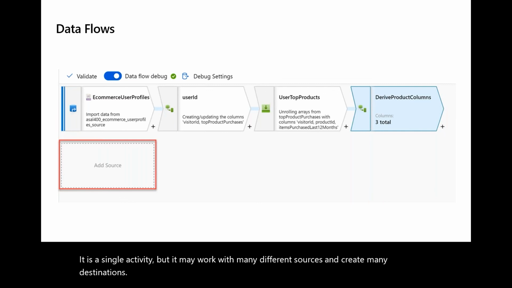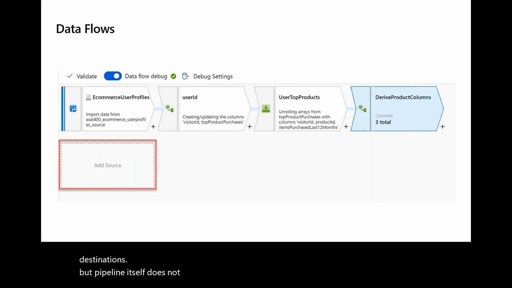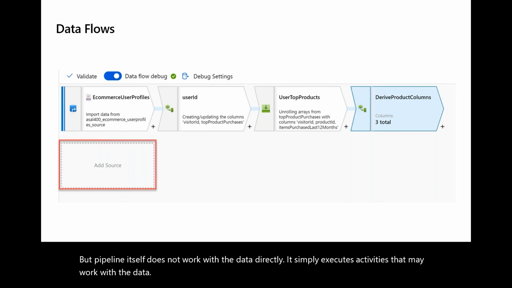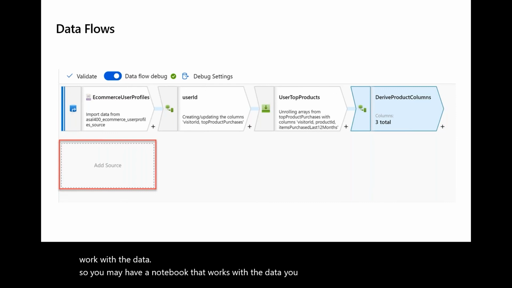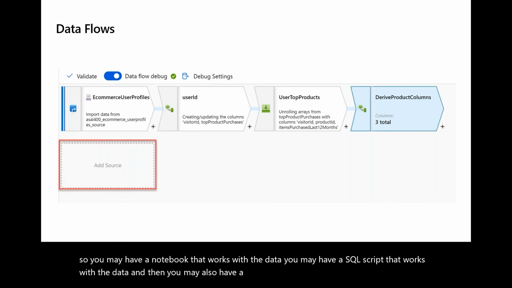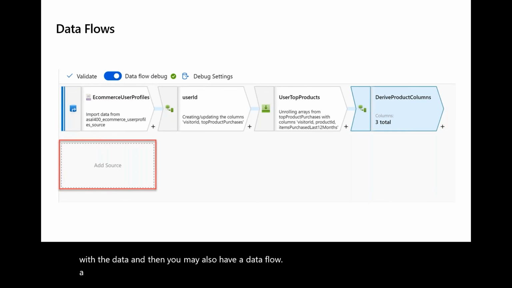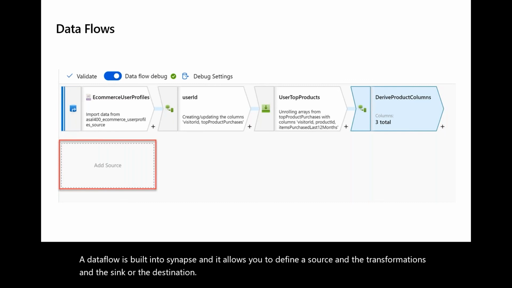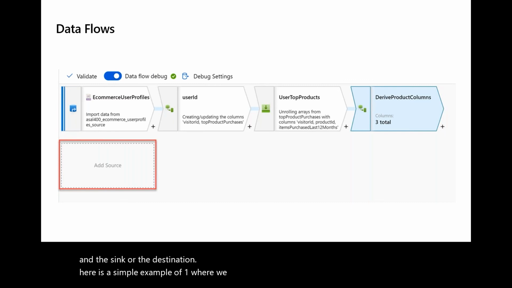The pipeline itself does not work with the data directly. It simply executes activities that may work with the data. So you may have a notebook that works with the data. You may have a SQL script that works with the data, and then you may also have a data flow. A data flow is built into Synapse, and it allows you to define a source and the transformations and the sink, or the destination. Here is a simple example of one where we start off with e-commerce user profiles.